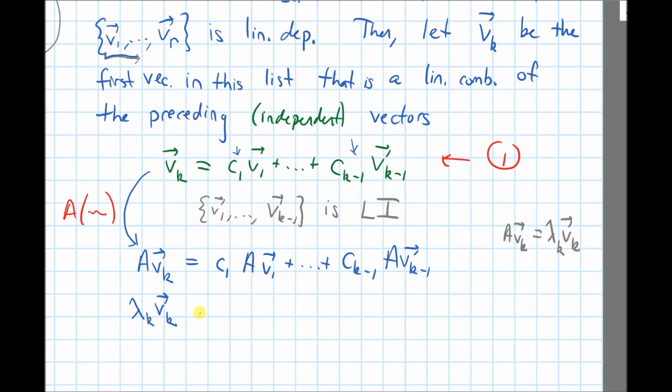If I do the same type of thing on the right hand side, I'll get C1 times lambda 1 V1, because lambda 1 V1 is what A times V1 is, plus ... plus Ck minus 1, and then A times Vk minus 1 is its eigenvalue, lambda k minus 1, times that vector, Vk minus 1. I can only rewrite these A times Vi's as the eigenvalue times Vi because I know that these Vi's are eigenvectors. If they weren't eigenvectors, I couldn't rewrite them like this.